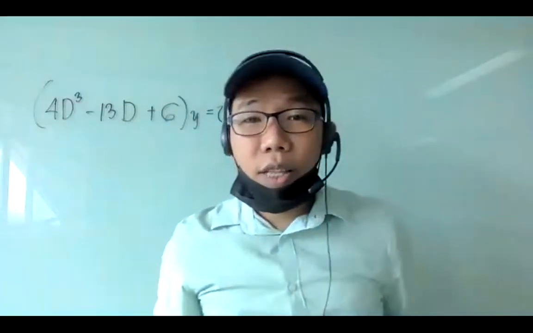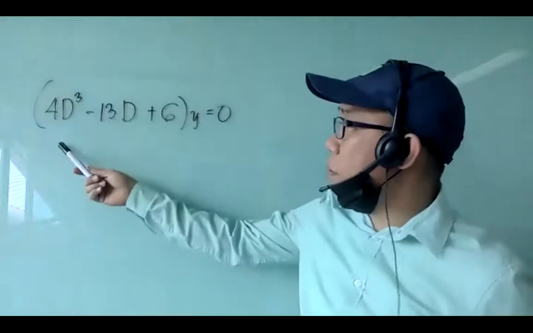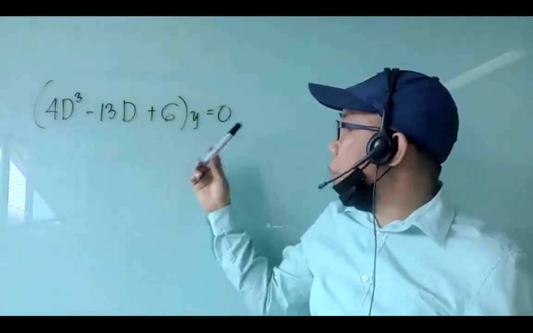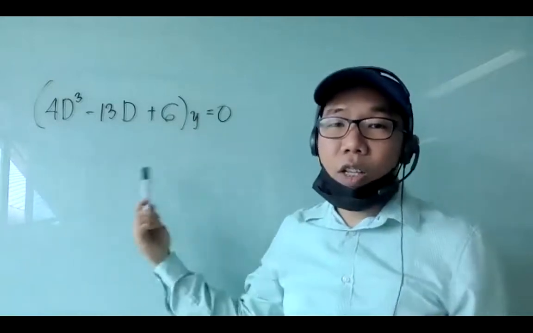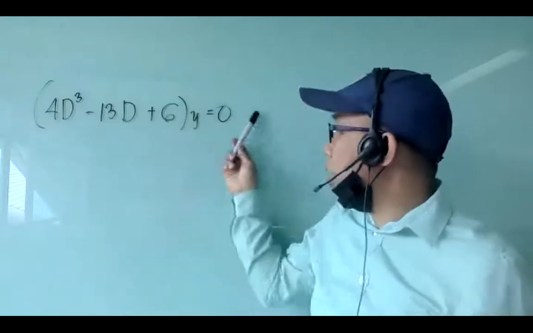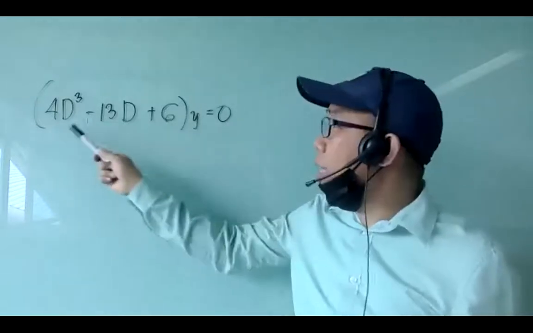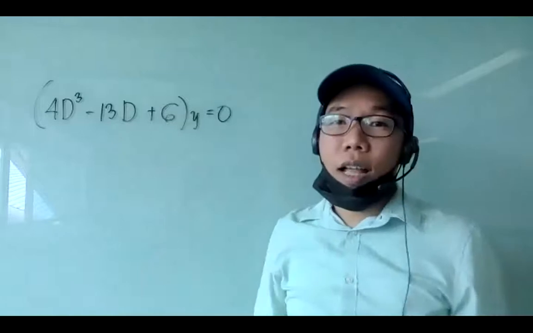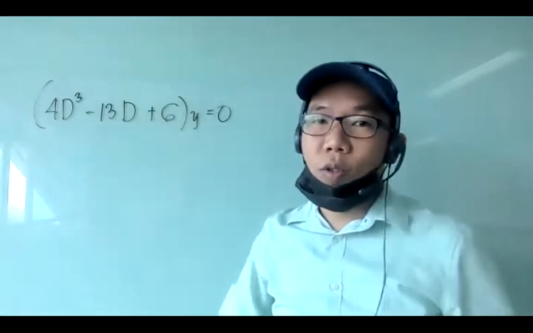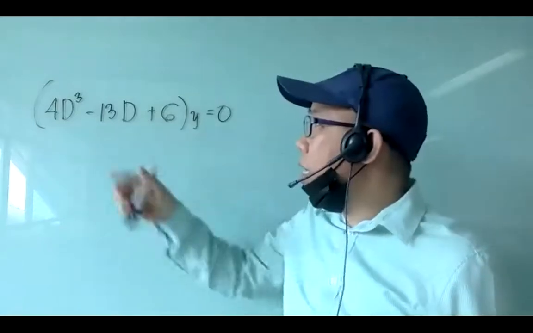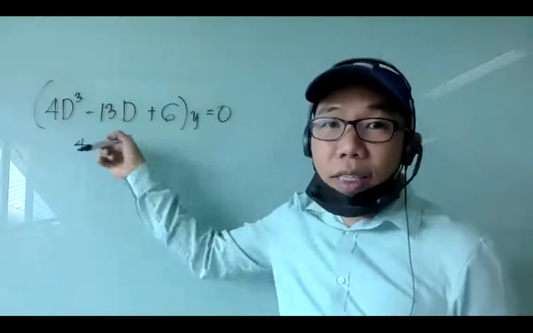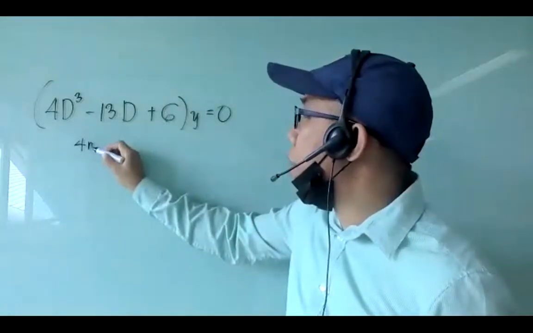Approve. So our next problem is 4D cubed minus 13D plus 6, times y equal to 0. So this is a linear, homogeneous differential equation, naka-equate to zero, with constant coefficients. Now, to solve this, we need to write its auxiliary equation. Okay, and what is that? Replace D by M. So the auxiliary equation for this DE is 4M cubed.